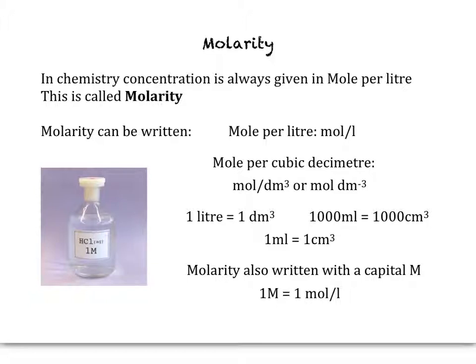dm to the power of minus 3 is equal to 1 over dm to the power of 3. Obviously, this shows that 1 litre is equal to 1 cubic decimeter. So 1000 milliliters is equal to 1000 cubic centimeters, and therefore 1 milliliter is equal to 1 cubic centimeter. Finally, molarity can also be shortened to just a capital M, as shown in the photo here. 1 M is equal to 1 mole per litre, often called a 1 molar solution.